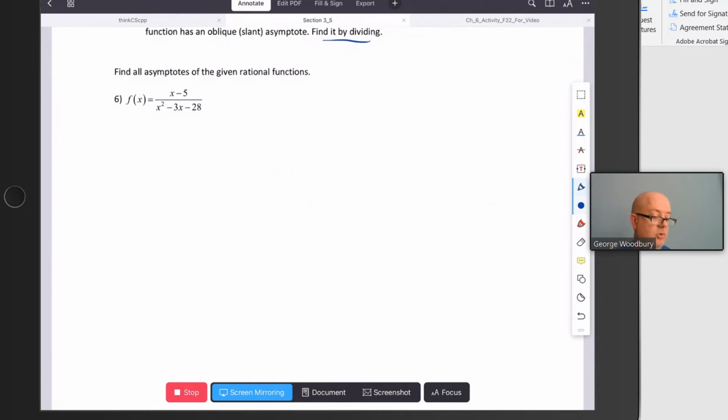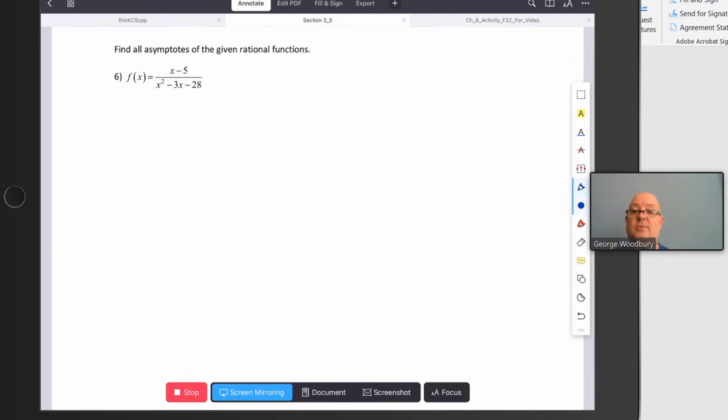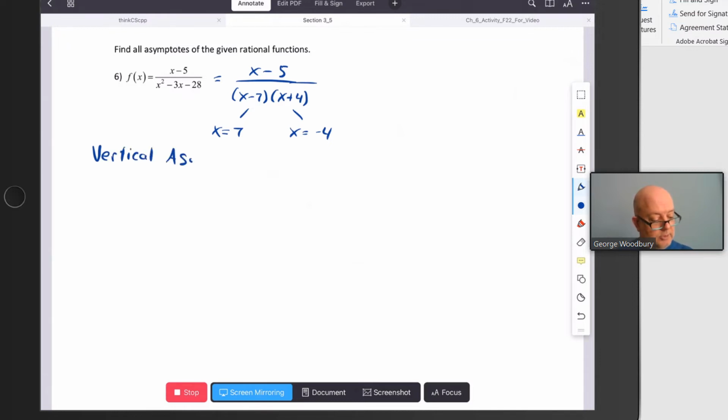First one, find all the asymptotes of f of x equals x minus 5 over x squared minus 3x minus 28. I'm going to rewrite the denominator in factored form, and that factors to be x minus 7 times x plus 4. And the zeros would then be x equals 7 or x equals negative 4 for the denominator. And that means that those two are both vertical asymptotes. So vertical asymptotes, x equals 7, x equals negative 4.